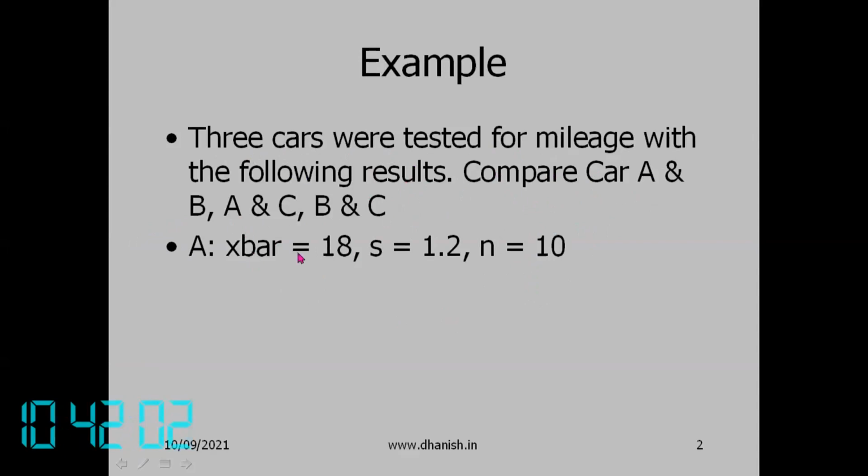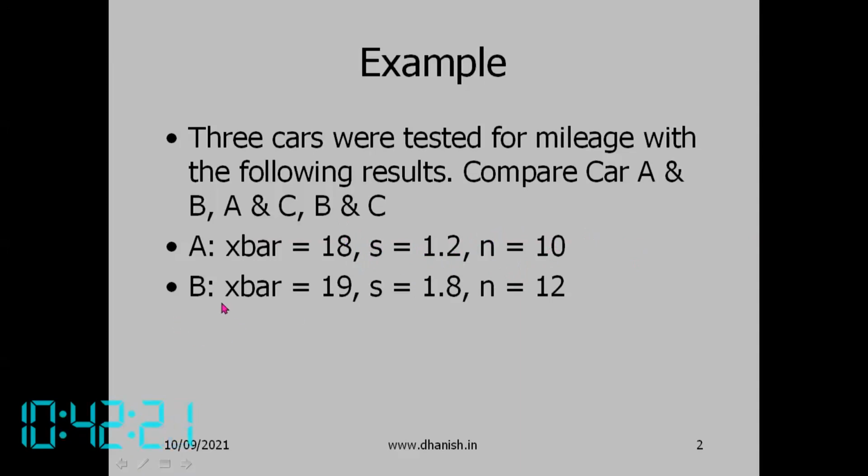For car A, the average was 18 kilometer per liter. I have not put the units here. Standard deviation was 1.2 kilometer per liter. The number of samples was 10. So from 10 samples, we got average as 18 with standard deviation 1.2 kilometer per liter.